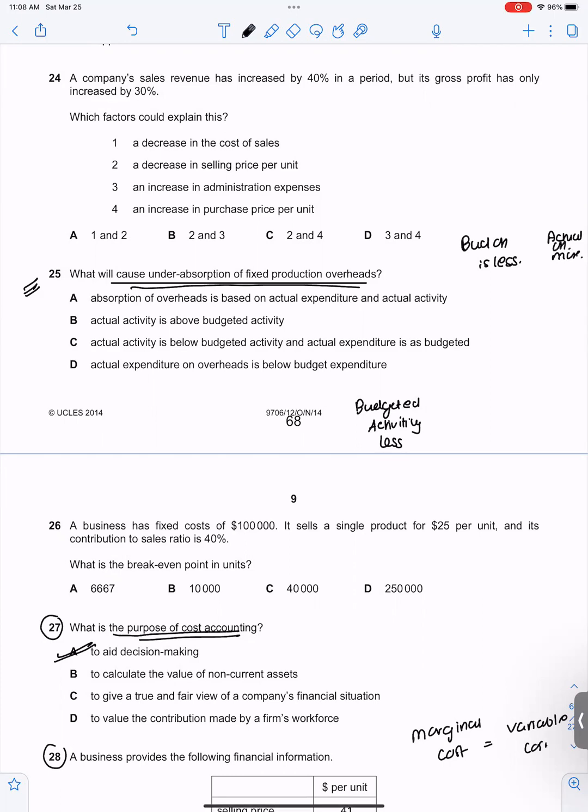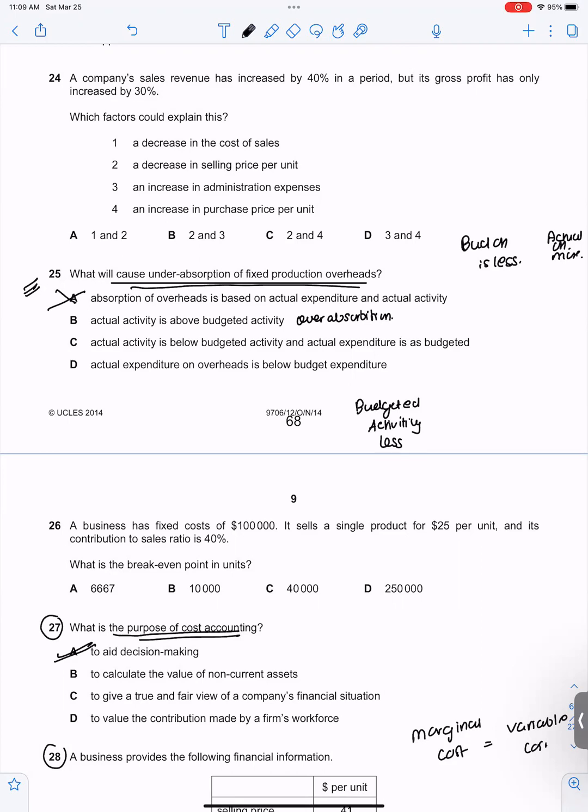Okay. Absorption of overheads is based on actual expenditure and actual activity. This does not define under absorption or over absorption, so this won't be the answer. Then actual activity is above budgeted activity. Actual activity is more than budgeted, so there will be over absorption.